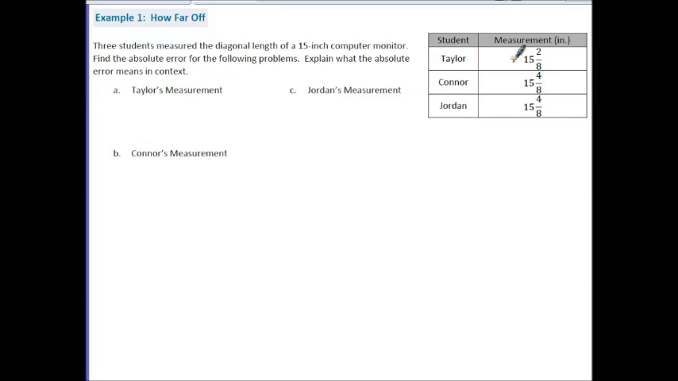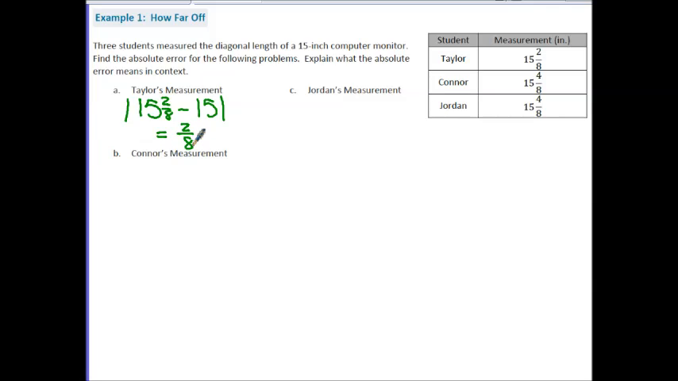So we learned that the absolute error is the absolute value of the measured value. The measured value in this case is 15 2/8. And we're going to subtract out the actual value, which in this case is 15 because they told us it is a 15-inch diagonal length for the computer monitor. When I subtract those two and take the absolute value, I get 2/8.